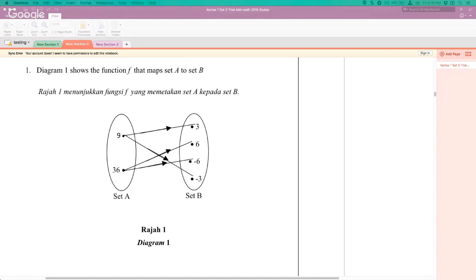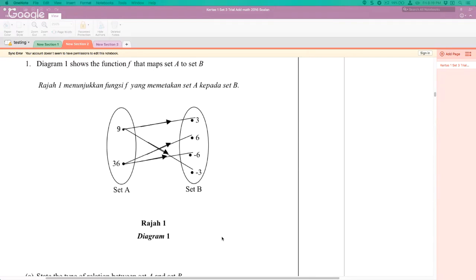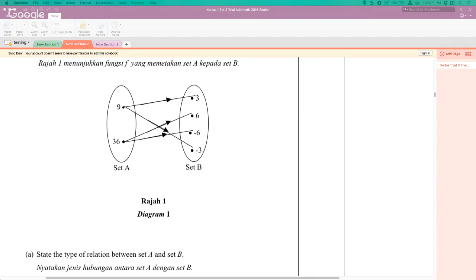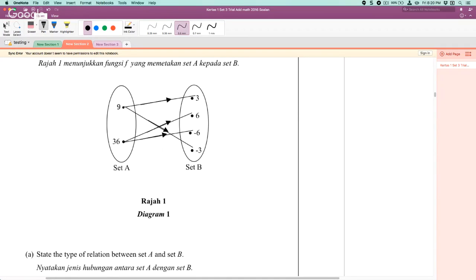All right, so let's have a look at the first question. Diagram 1 shows the function f that maps set A to set B. In order to do this question, you will need to understand the pattern. You can see this one is one value to many values: one x in set A to many y in set B. So it's very easy. This one is just one to many.